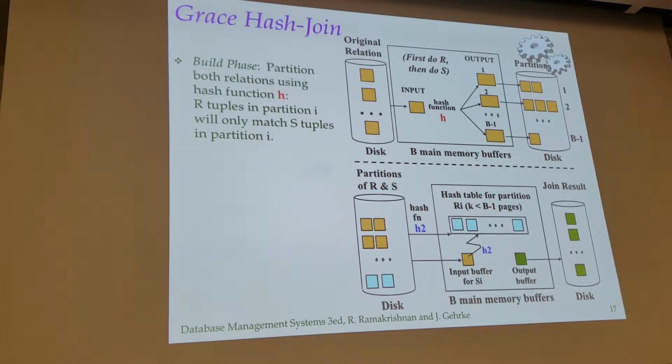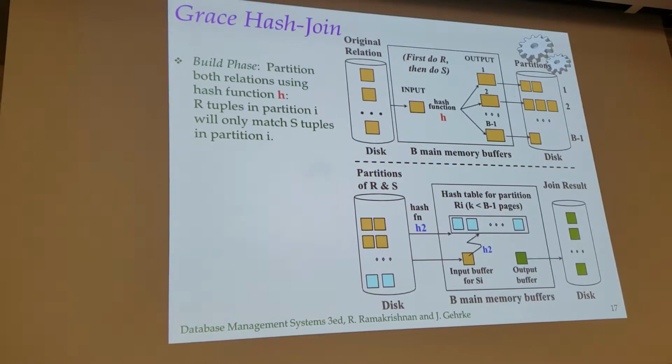Either sequentially or in parallel, I'm going to build the hash partitions for R and the hash partitions for S. So everything where the hash function is J is going to be put inside partition R sub J. Everything where the hash function is J is going to be put into S sub J.